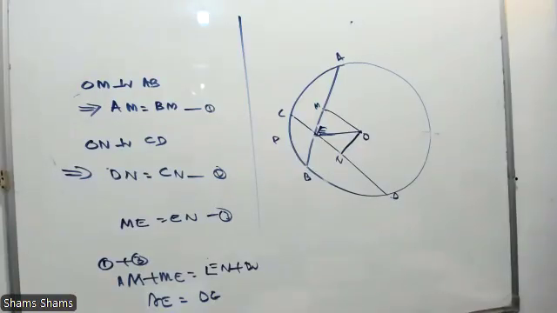Right. Now, prove ON perpendicular AB. OM perpendicular to AB, hence AM equal to BM. AM equal to BM, only number 1. Perpendicular from the center, vice versa.